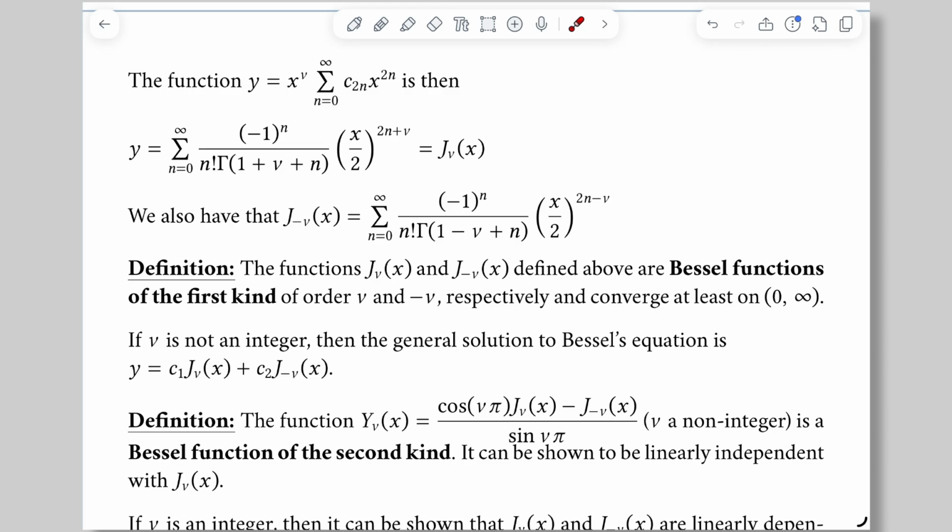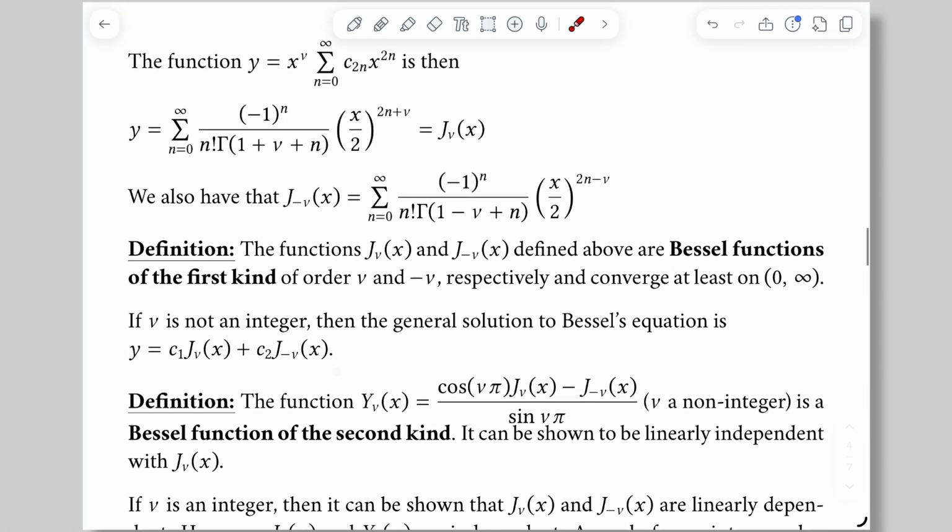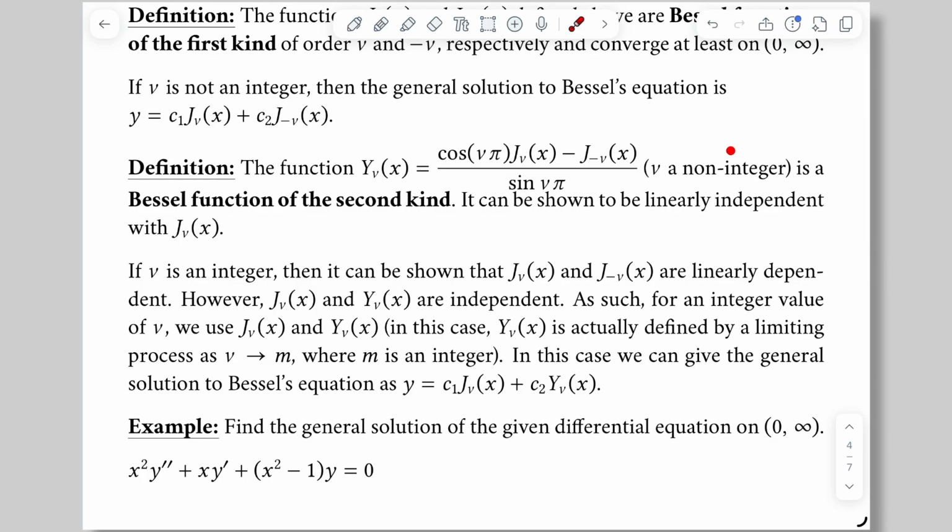In the last video, we saw the definition of Bessel functions of the first kind of order nu and negative nu, respectively. And as long as nu is not an integer, then the general solution to Bessel's equation that we saw in the previous video is y equals c1 J sub nu of x plus c2 J sub negative nu of x. If nu is a non-integer, then the function Y sub nu of x, which is the cosine of nu pi times J sub nu of x minus J sub negative nu of x, all divided by the sine of nu pi, is linearly independent with J sub nu of x.